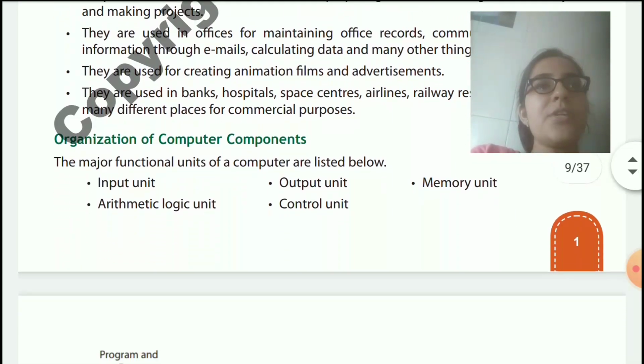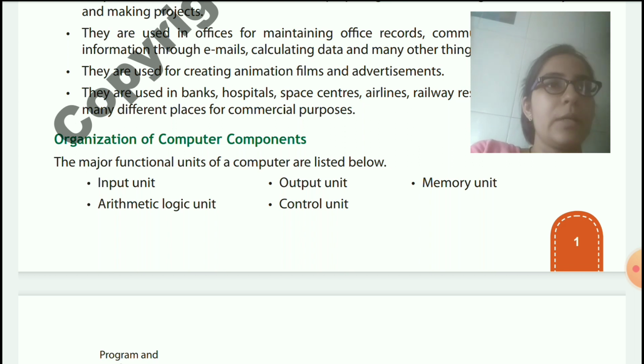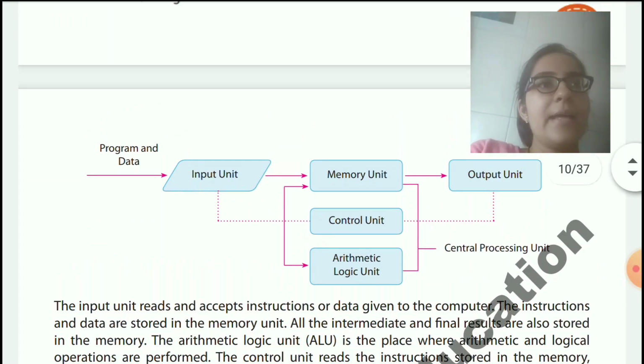Now, organization of computer components. The major functional units of a computer are listed below. First is the input unit, where the instructions or commands are given. Second is the output unit, where the result is displayed. Third is the memory unit, where all the data is stored. Fourth is the arithmetic logic unit, where all the calculations are performed. Finally, the control unit, which controls all these units. You can see the diagram here.